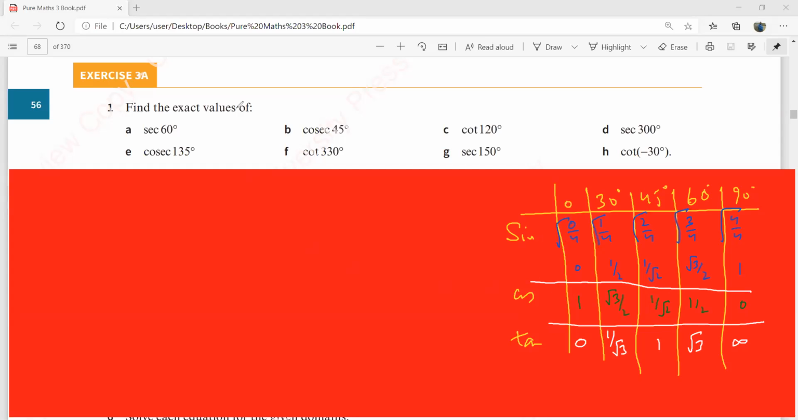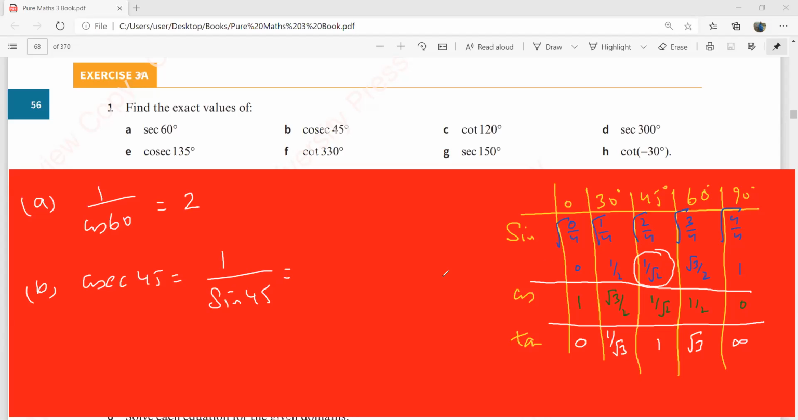It says find the exact values of. Now the first part is secant 60. This secant 60 is basically 1 over cos 60. And you see from here cos 60 is half. So 1 over cos 60 would be 2. Part B says cosecant 45. So cosecant 45 is going to be 1 over sine 45, and your sine 45 is 1 over under root 2, and its reciprocal is going to be under root 2.